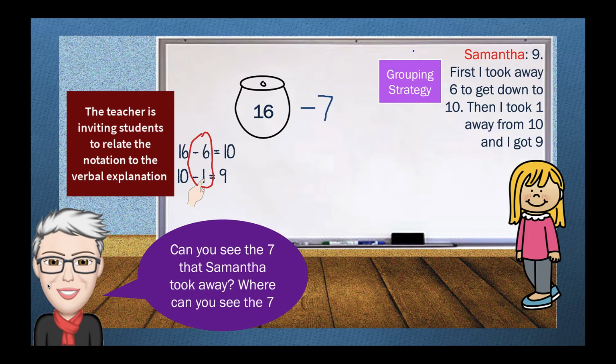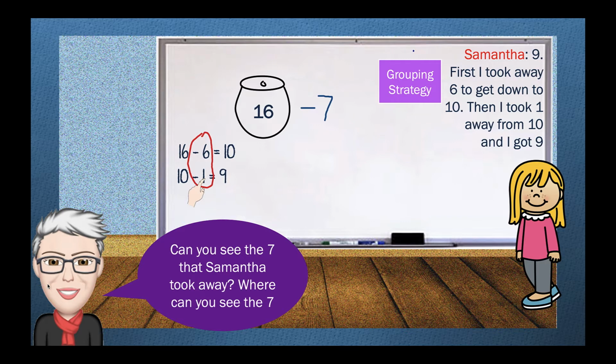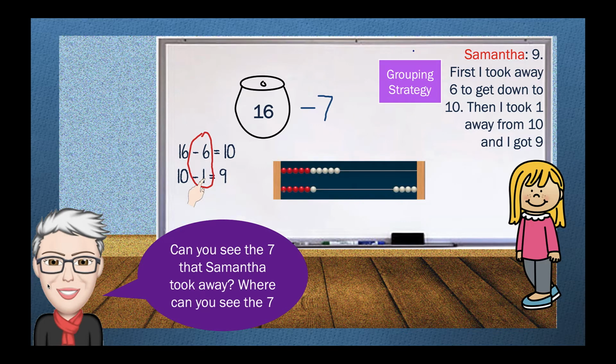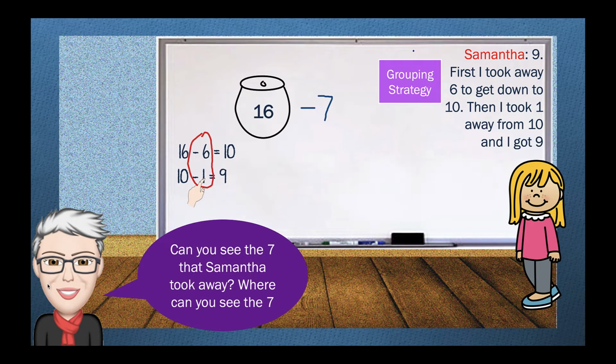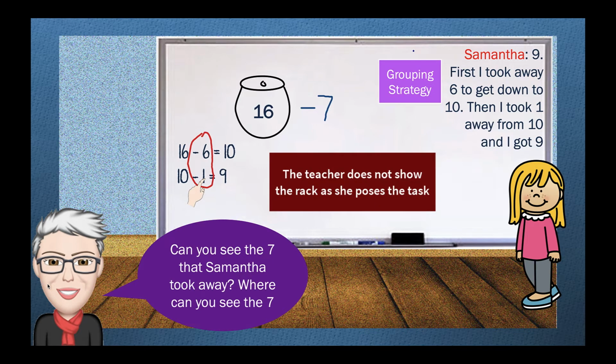As a footnote, we remark that in the earliest stages of using context problems like this, the teacher might actually choose to show a rack and show the movement of the beads as a further clarification of Samantha's reasoning for those few students that are not yet able to reason entirely mentally without the support of visual materials. However, we want to be clear that the teacher does not show the rack as she poses the task. It only comes in, if needed, for clarification during the discussion.